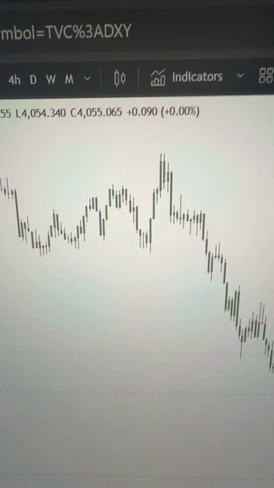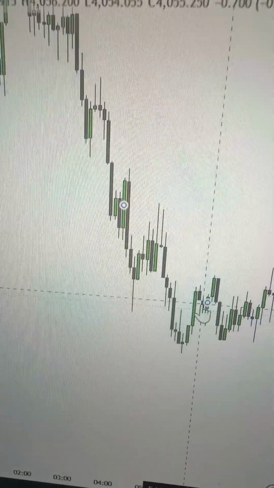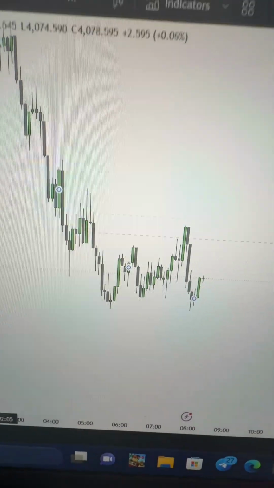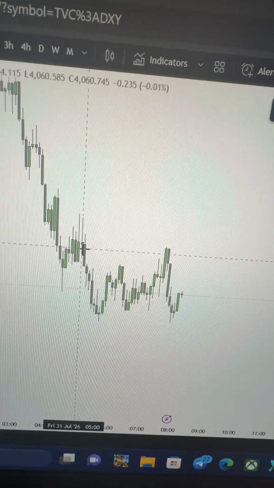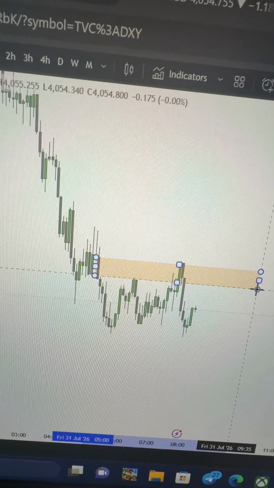And like on the 5-minute time frame, it was much clearer because this is a 5-minute imbalance, and this was where I took my trade from. So let me outline the 5-minute imbalance.